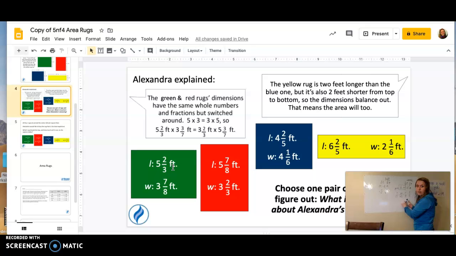And because of our multiplication properties, we can take our factors and switch them. So we know that we're going to get 7/12. Therefore, the area of the green rug and the area of the red rug are the same. So then I'm going to see if it applies to 4 2/5 times 4 1/6. Let me erase this really quick.